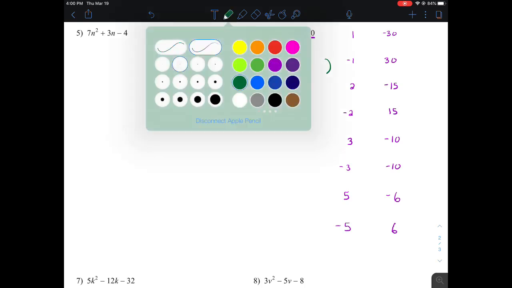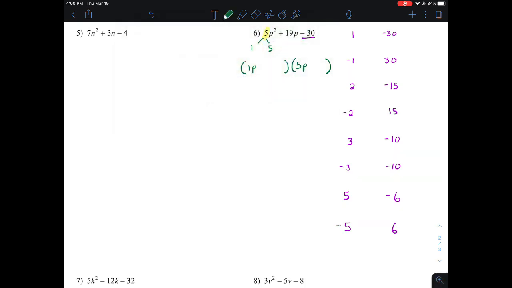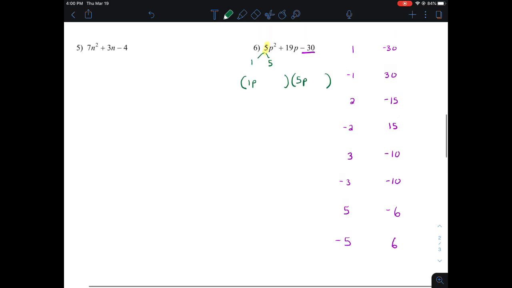Now, like the previous ones, one of these numbers is going to get multiplied by the 1 in front of the p, and the other one's going to get multiplied by the 5 in front of the p. And then I still need to see which ones will add together. These are p numbers, not n's, to make positive 19. So it's trial and error to start with. And as you get better at it, you don't have to make so many guesses.